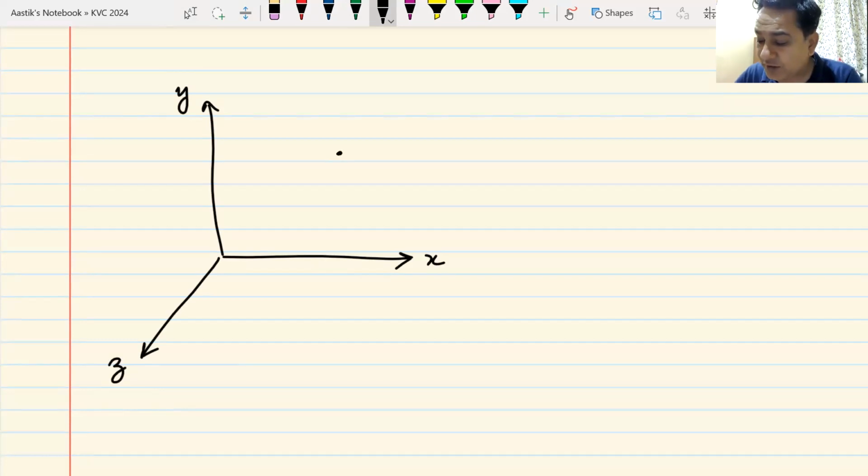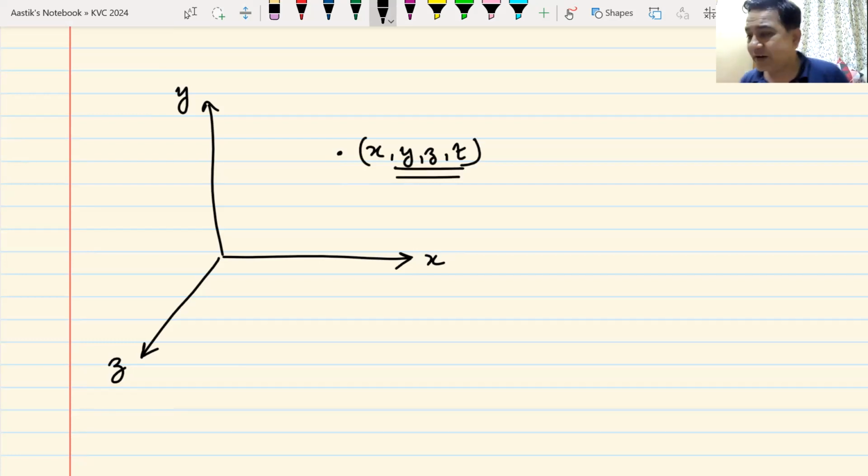So if I have to locate any particle in space where it is right now, I'll have to tell you the x coordinate, the y coordinate, the z coordinate, and the time coordinate, right? So these four become the dimensions: three dimensions of space and one dimension of time. Have you heard this? We live in a four-dimensional world. Three dimensions of space, length, breadth, height, and one dimension of time. So with this, you can locate any particle where it is.